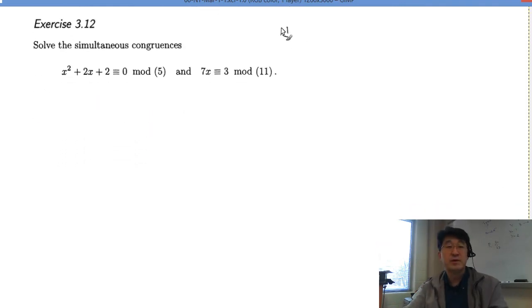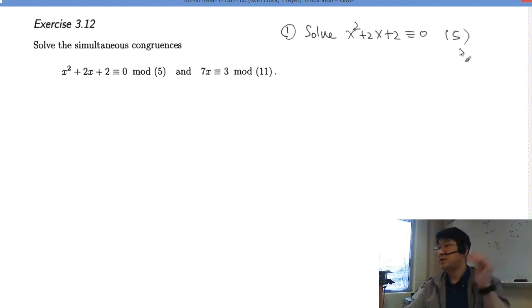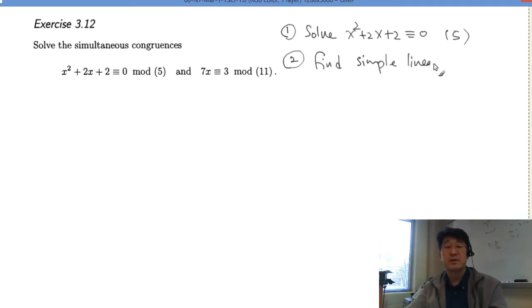Part 1, solve x squared plus 2x plus 2 equals 0 mod 5, as if it is an equation over F5, and find, what was the word? A simple linear congruence system. All right.